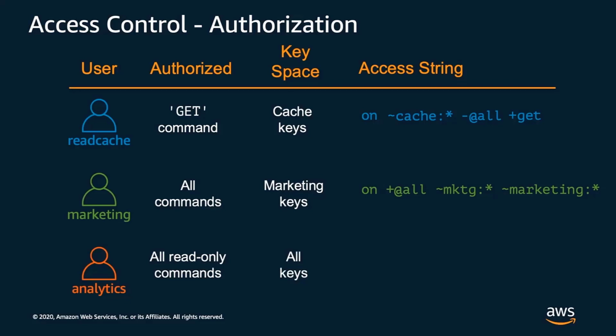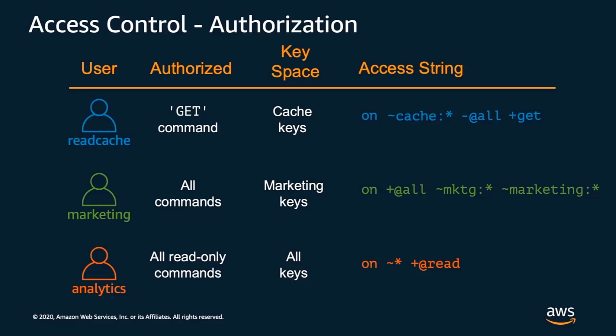You can see this access string is very simple. We enable it with the on keyword. We pattern match against everything by simply providing an asterisk after the tilde symbol. And you see something interesting here. We aren't providing either a -@all or a +@all. We're just providing a +@read.